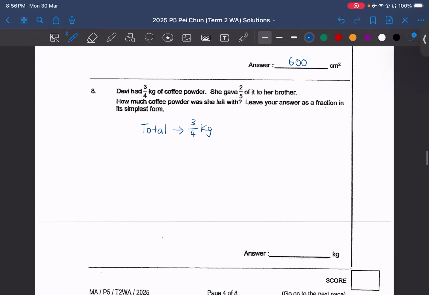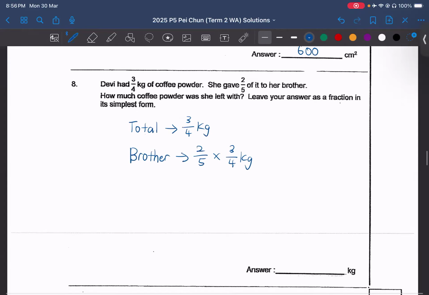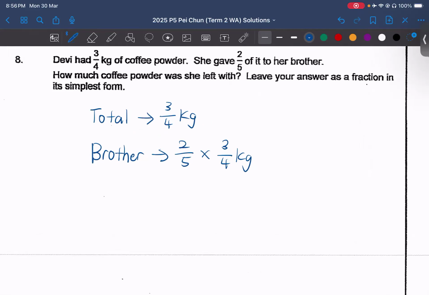So she gave 2/5 to the brother. So what amount did she give to the brother in this case? We'll just be taking the fraction she gave to the brother, which is 2/5, multiplied by 3/4 kg. Okay. So for this case, when you have a fraction multiplied by a fraction, you can cancel the numerator of one fraction with the denominator of the other fraction. So in this case, we can see that this 2 and this 4 can cancel. So 2 will become 1 and then 4 will become 2.